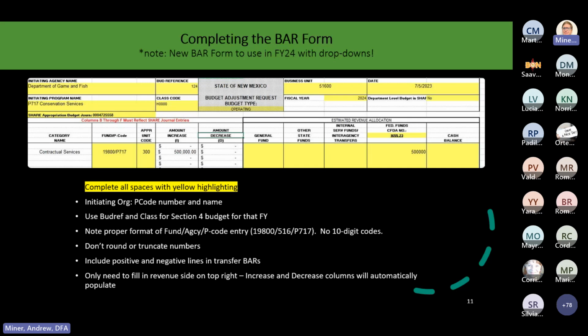And then on the right side, you see the yellow boxes where you can enter in the revenue category. For example, this one is a federal bar where they want to increase their federal budget by $500,000. So they put that under federal funds. You put in the CFDA number if you have one for the federal increase, and it automatically pulled it over to the amount increase column. Okay.